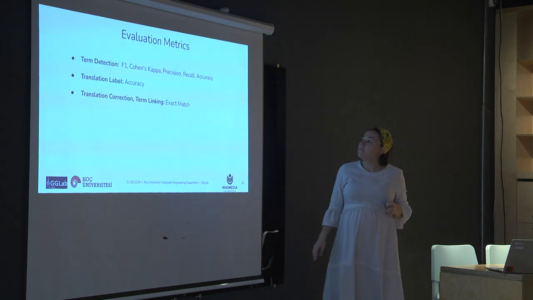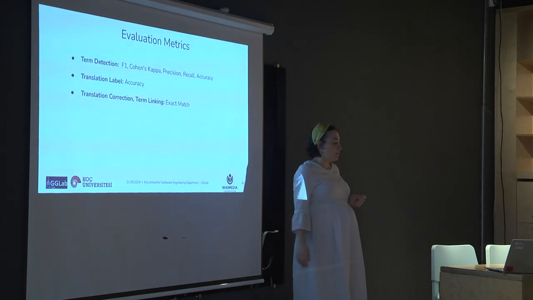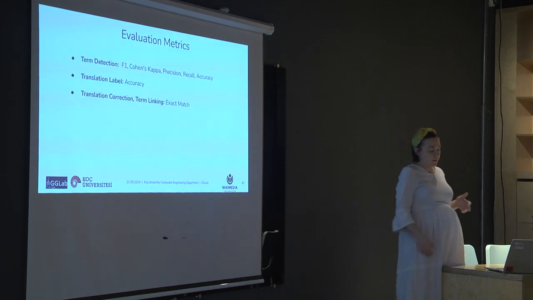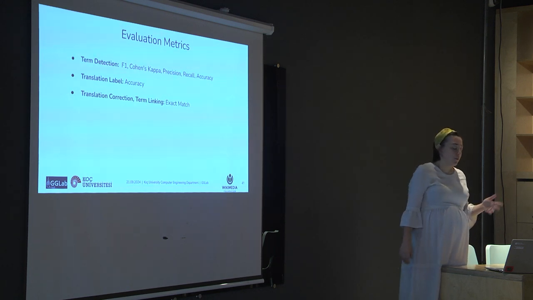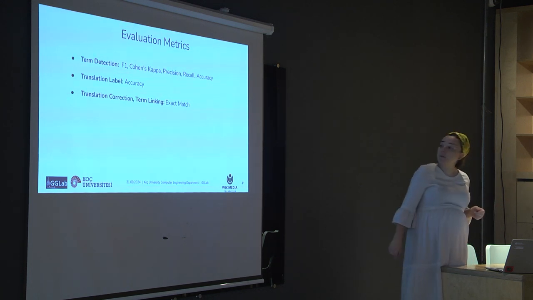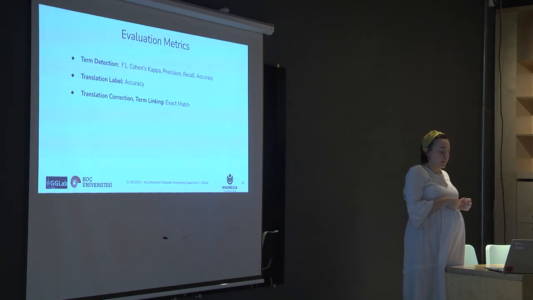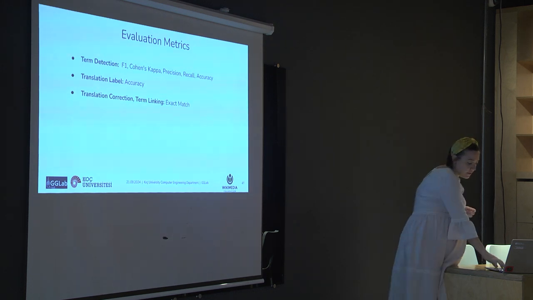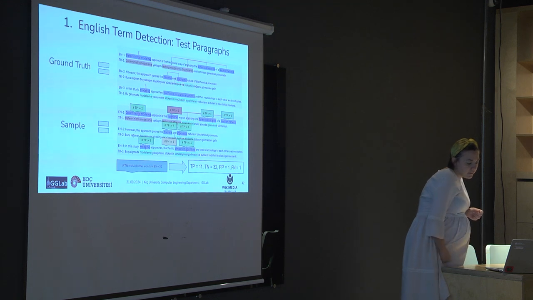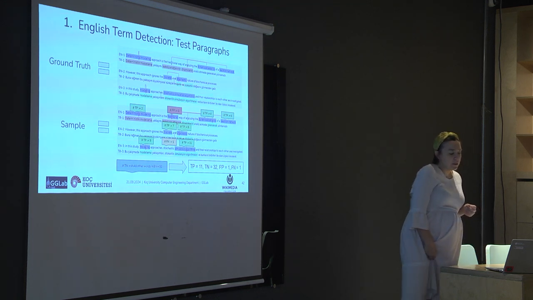So we use the traditional evaluation metrics, like F1, precision, recall, accuracy, and some agreement score between the annotators, like Cohen's Kappa, and then we use the traditional accuracy and exact match. So, let me give you an example.